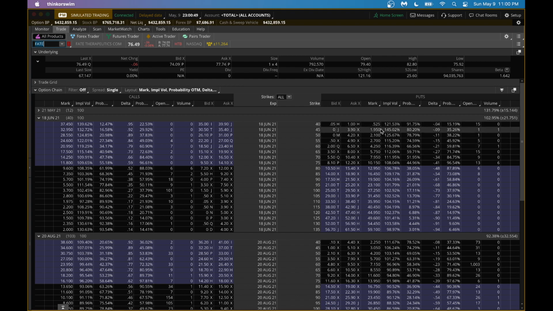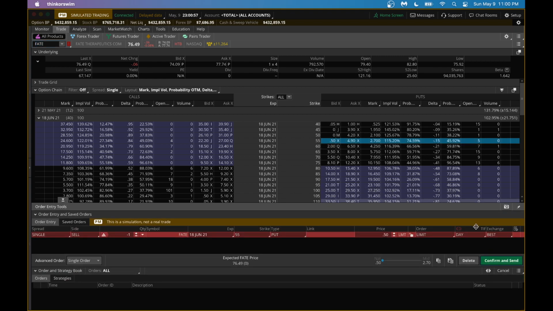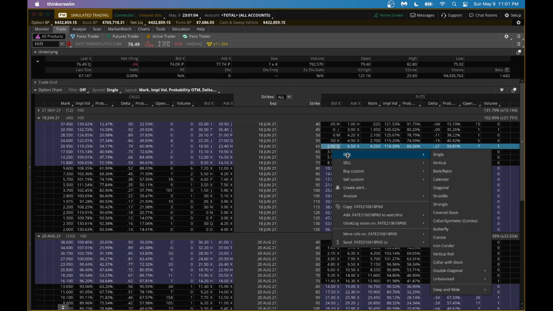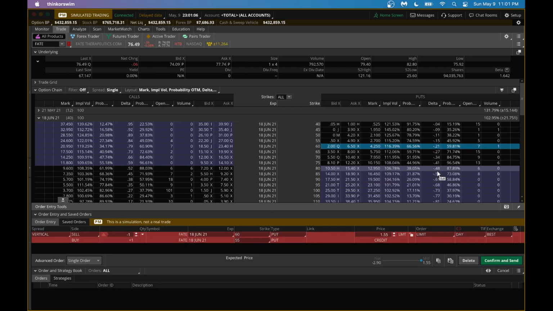Mark is here. If you sell the 55 put here, you could make about 50 cents. Or you could do the 55, 60 spread. So if you do that, you're selling this spread here, and you'll bring in $1.55 for this $5 spread. I think this is a good risk reward. If the stock stays above 60, which is highly likely, you'll bring in $1.55.